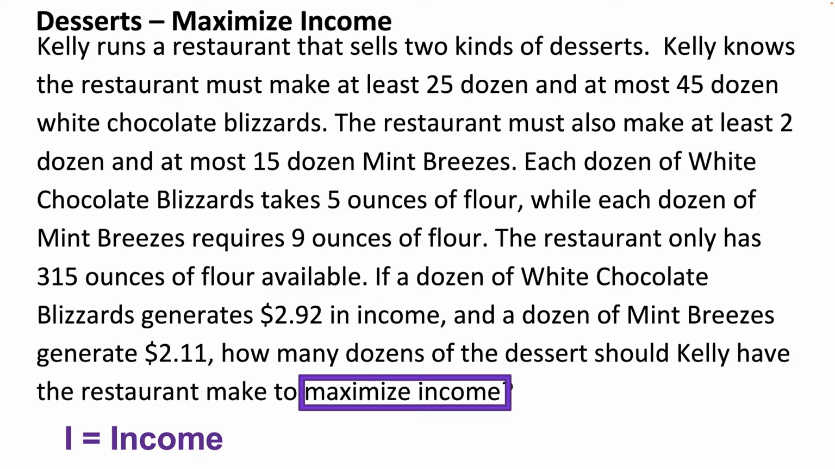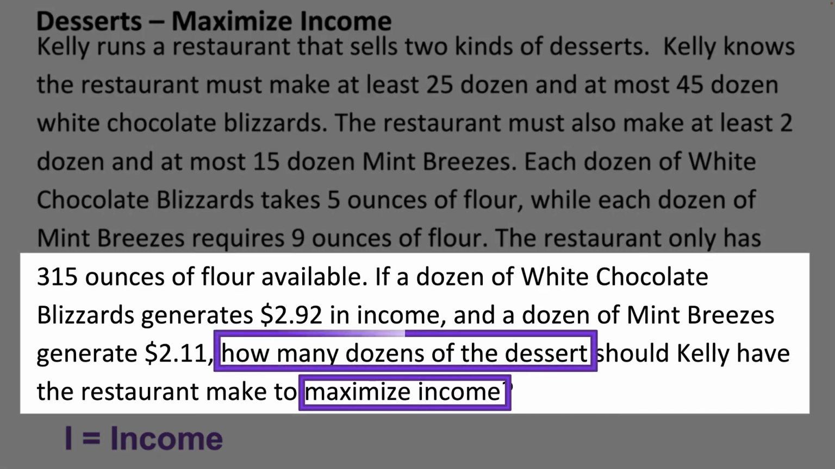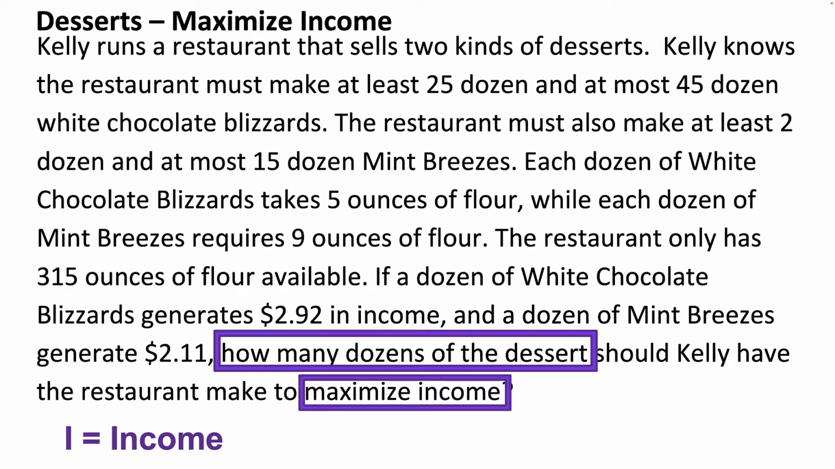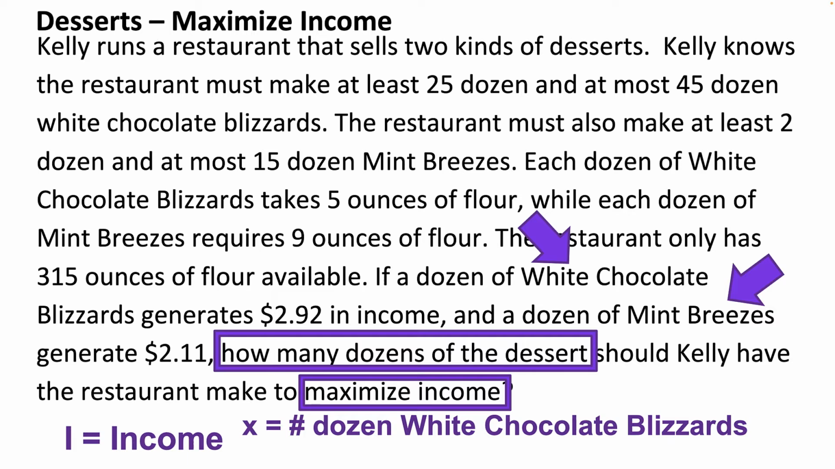To identify the rest of your variables, look for what the objective depends on. In this case, I want to look for what the income depends on. In that same sentence, we see that the income depends on how many dozens of the desserts this restaurant sells. So we know the restaurant makes white chocolate blizzards and mint breezes. Let's let these be our two variables. So let's let X represent the number of dozens of white chocolate blizzards, and let's let Y represent the number of dozens of mint breezes.